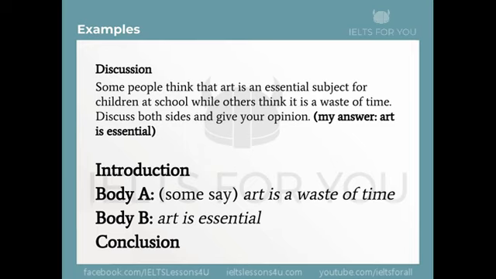Then start body B nice and strong. However, I believe that art is essential for children at school. And then explain why. So again, we have a nice strong stance that's clear throughout the essay, but we're discussing both sides of the issue. That will make sure we get a high task achievement score.